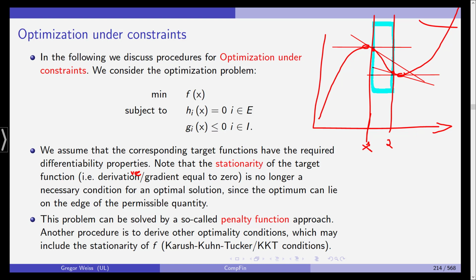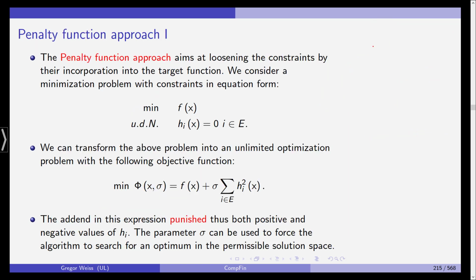What we need to do, let's go back to English. So what we need to do is we can use a penalty function approach, which looks at the function f, and it penalizes any violation of any constraint. Okay, another procedure would be to derive other optimality conditions, which most famously are the Karush-Kuhn-Tucker conditions, the KKT conditions. We'll not discuss this in detail here, but I think the penalty function approach is very, very intuitive.